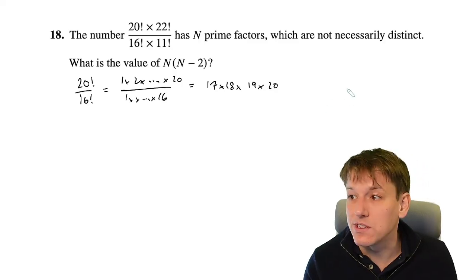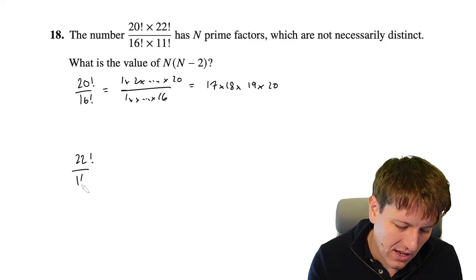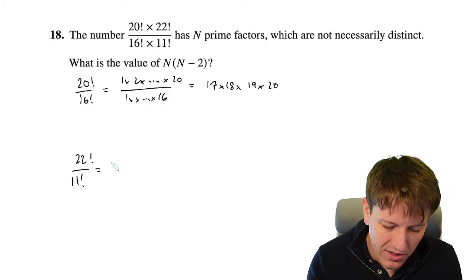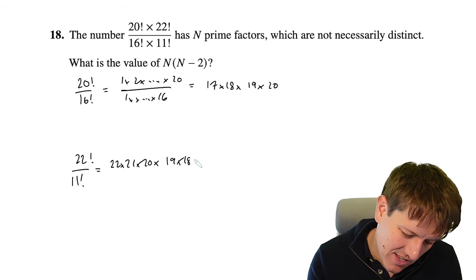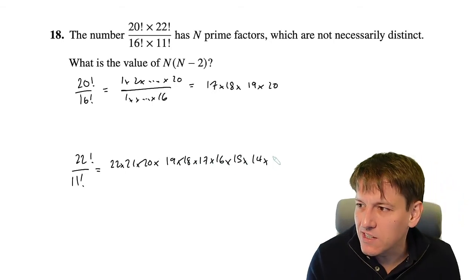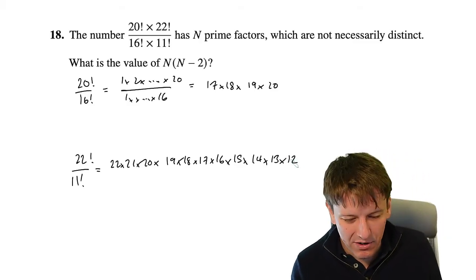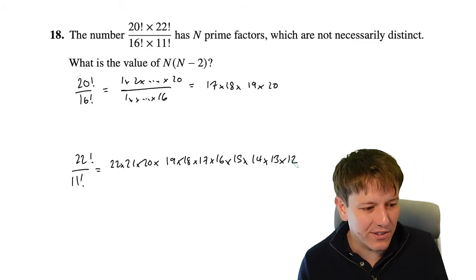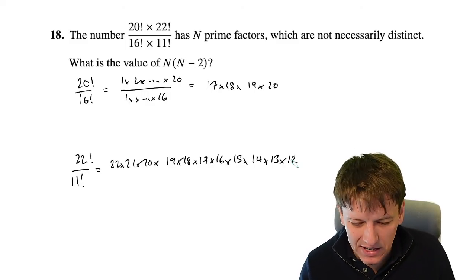And then similarly for 22 factorial over 11 factorial, let me write that down here. I'm going to end up with 22 times 21 times 20 times 19 times 18 times 17 times 16 times 15 times 14 times 13 times 12. And at this point, there's so much written down, you might think for a maths challenge question you've done something wrong. I sort of thought that as I was doing this, perhaps there's a better way, but I can't see a better way of doing it.